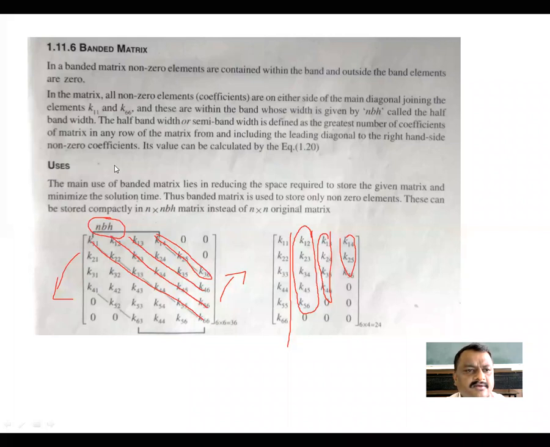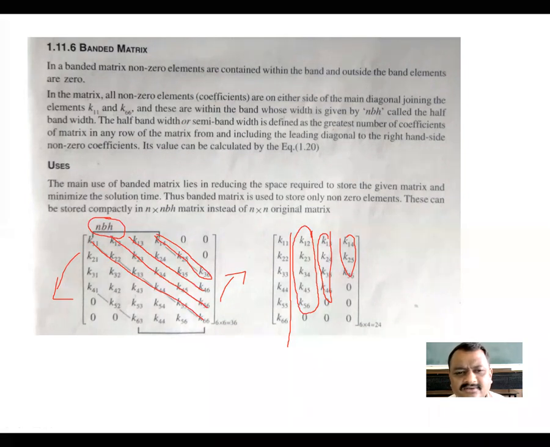Right? So in the matrix, all non-zero elements are on either side of the main diagonal joining the elements K11 and K66, and these are within the band whose width is given by NBH. We call this order NBH, half bandwidth, right? Then the half bandwidth or semi bandwidth is defined as the greatest number of coefficients of the matrix in any row of the matrix from and including the leading diagonal to the right hand side non-zero coefficients. Its value can be calculated using the equation, right?